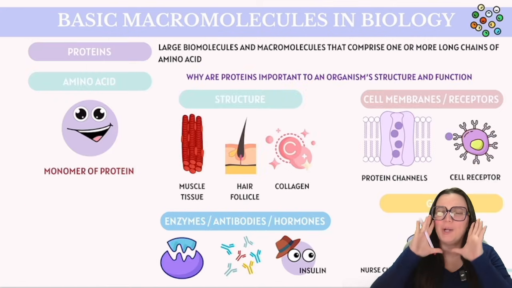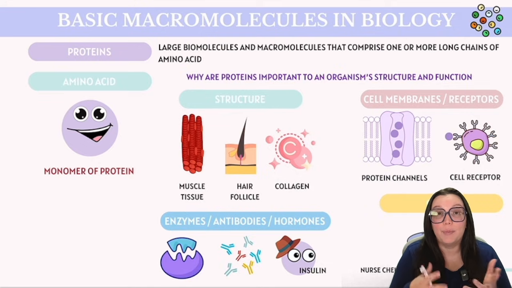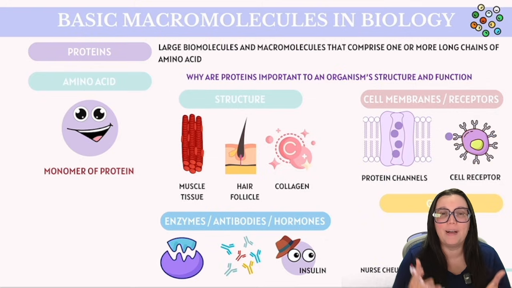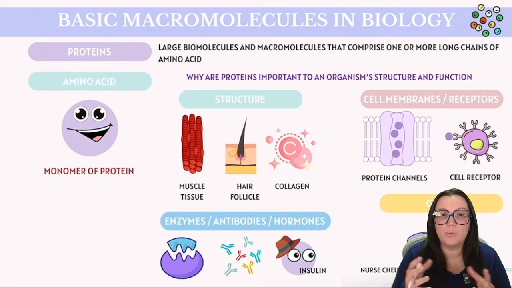Next up, we have proteins. Common protein sources include meat, nuts, beans, and even eggs. Proteins are polymers made up of amino acids, which serve as their monomers. There are various types of amino acids which link together to form proteins.